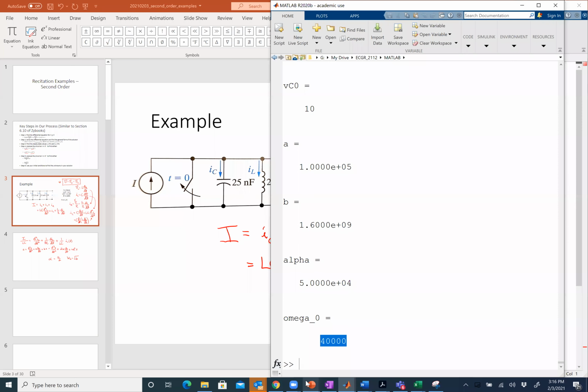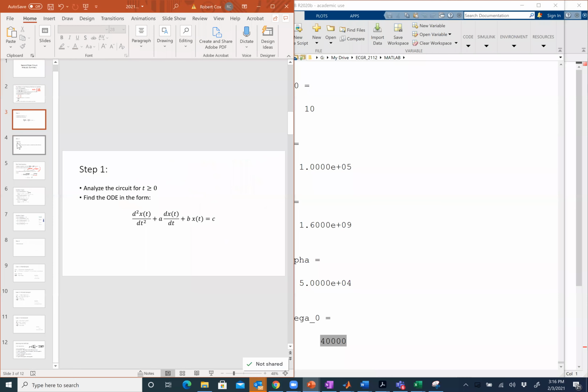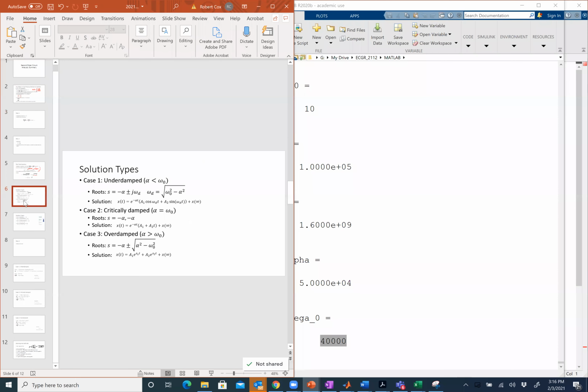And if you don't remember that, I can go to my summary slides here, and there they are. If alpha is less than omega naught, underdamped. In this case, I got alpha greater than omega naught, so it's overdamped. That means my roots look like this: minus alpha plus or minus the square root of alpha squared minus omega naught squared.